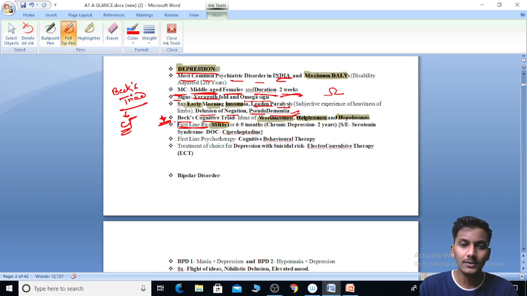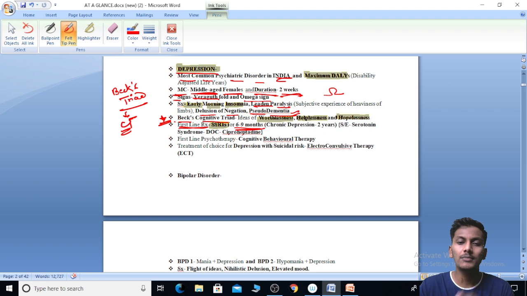Right? Please remember this. So, for what duration is treatment given in cases of depression? Please remember, usually the treatment in depression is given for a minimum of 6 to 9 months. In depression, the duration of treatment is a minimum of 6 to 9 months.